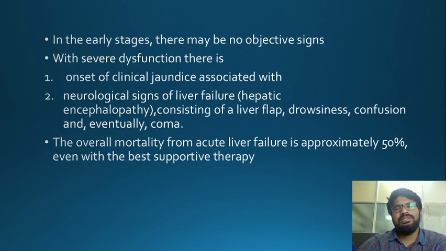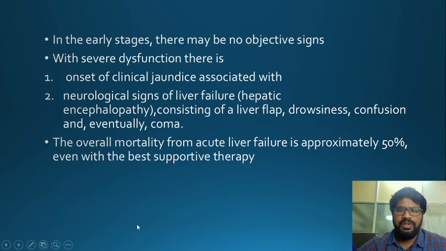In the early stages there are no objective signs, but with progressive dysfunction there is onset of clinical jaundice, when the serum bilirubin level rises above 2.5 milligrams per dl, and this may be associated with neurological signs of liver failure, which is known as hepatic encephalopathy, which consists of features like liver flap, drowsiness, confusion, and eventually the patient will land into coma. The overall mortality from acute liver failure is approximately 50%. It has a high mortality rate even with the best supportive therapy.